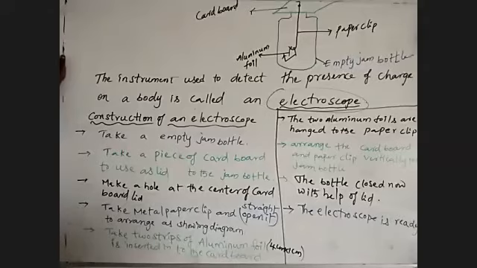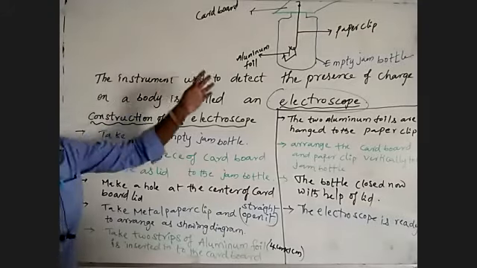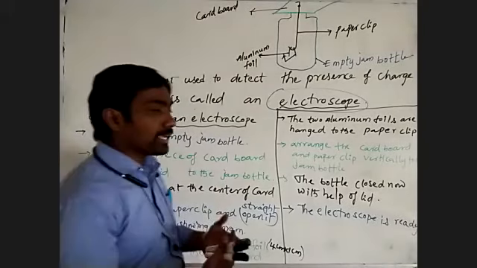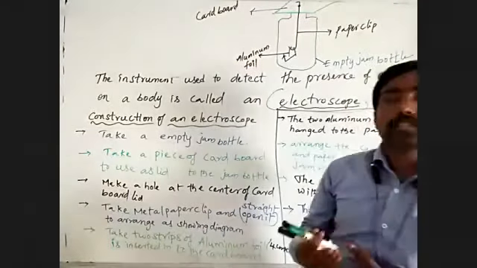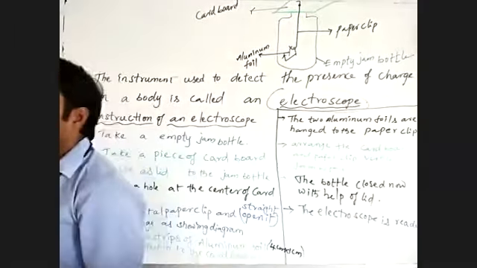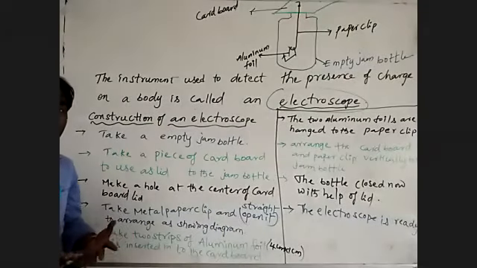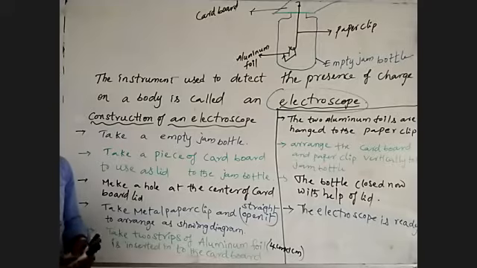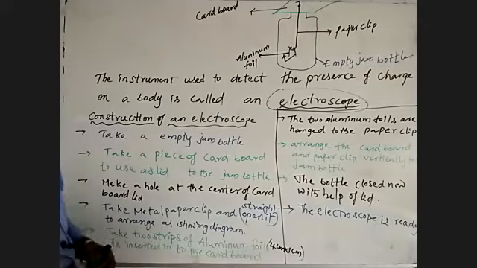By this way, we can identify whether there is a charge present or not on a body. Okay. Then how will the electroscope work, how can it detect or identify the charge present on your body? What is the working principle, the working information of how an electroscope will work? Let's identify how it will work.